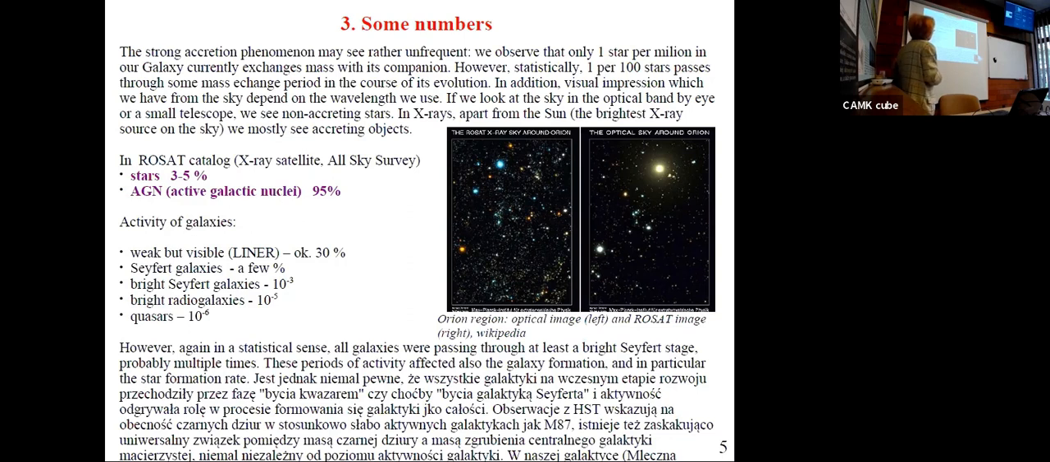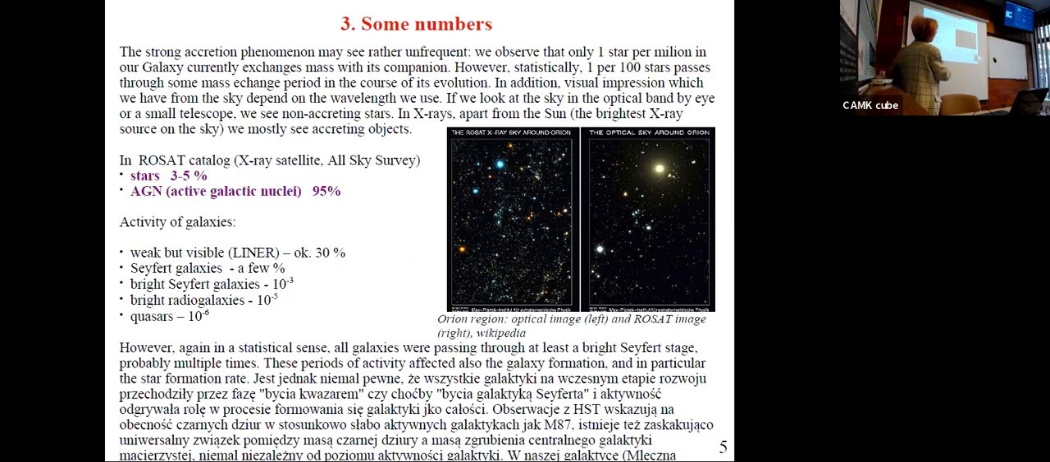The point is that this mass exchange is not always happening. So there are episodes in evolution of a binary when this mass exchange happens. This episode can be quite short, but if you check which fraction of binaries ever go through this kind of mass exchange, then it's 1 in 100. So then it looks like the accretion process is important.